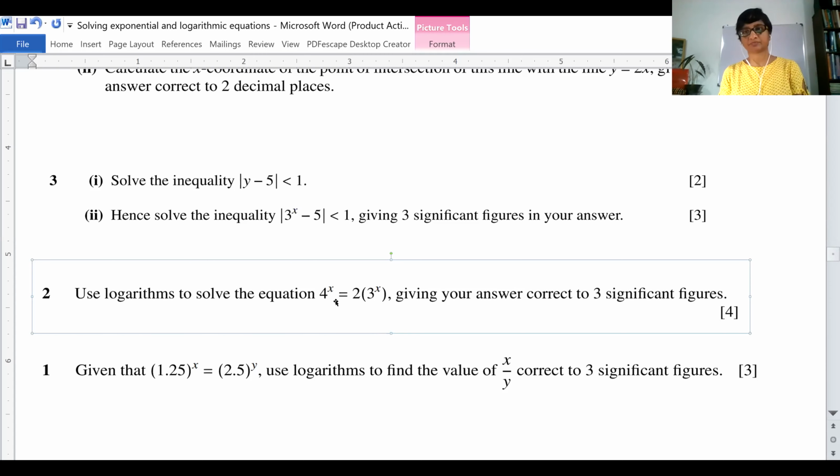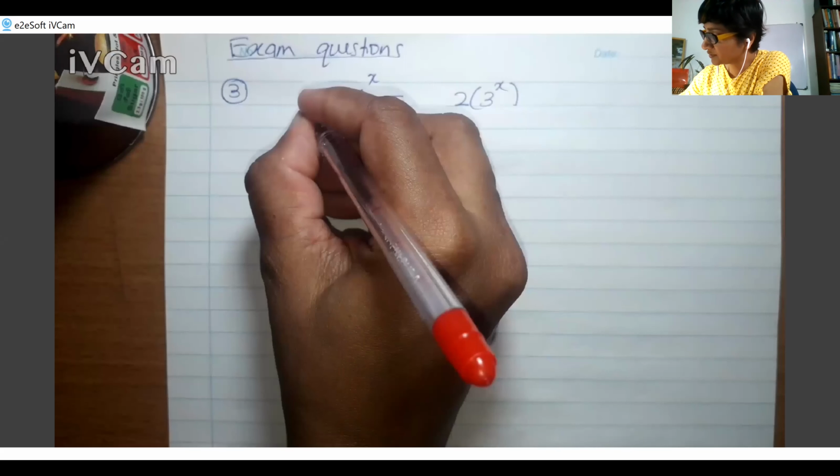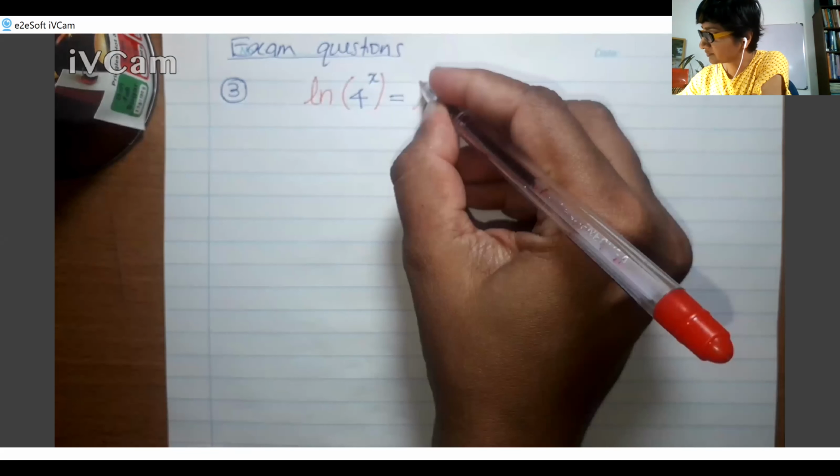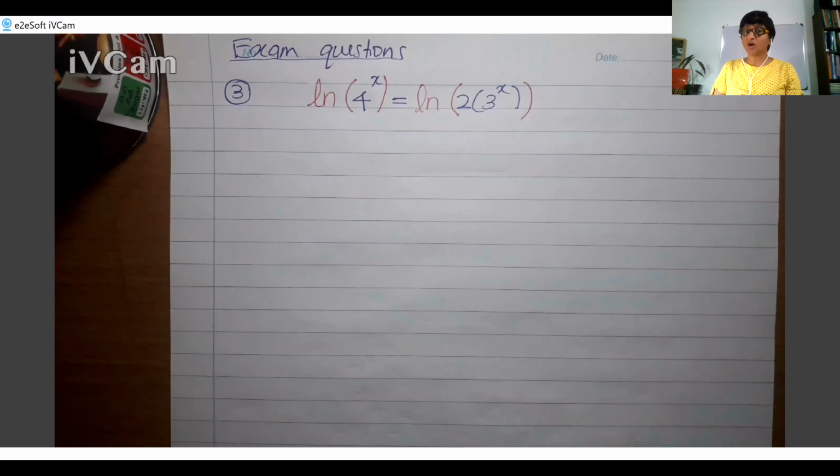Okay, hope you have started. Let me change the screen. I will go to the writing pad. Okay, so that's your question. What's the first step? Take log or ln on both sides. Now, here you have to be careful. On the left-hand side, no problem, that x would come down. You get x ln 4. What about here? There is a 2 times 3 to the power of x.